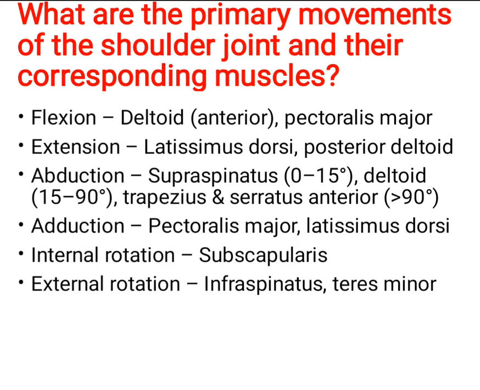6. What are the primary movements of the shoulder joint and their corresponding muscles? Flexion: anterior deltoid, pectoralis major. Extension: latissimus dorsi, posterior deltoid. Abduction: supraspinatus for 0 to 15 degrees, deltoid for 15 to 90 degrees, trapezius and serratus anterior for greater than 90 degrees. Adduction: pectoralis major, latissimus dorsi. Internal rotation: subscapularis. External rotation: infraspinatus, teres minor.